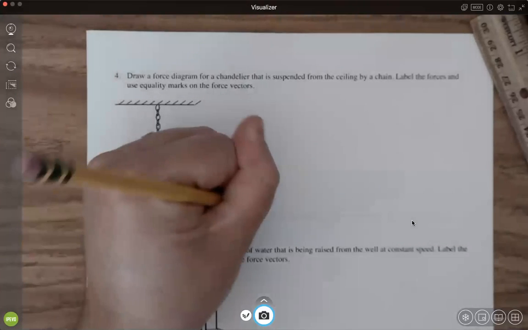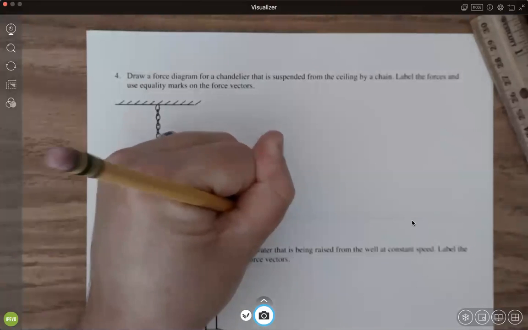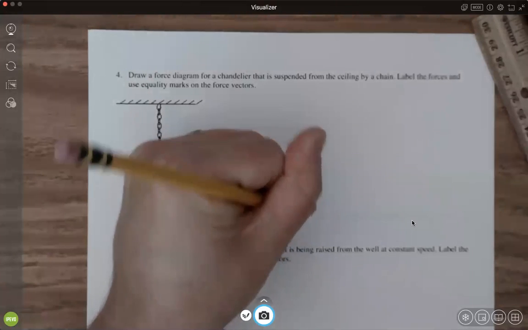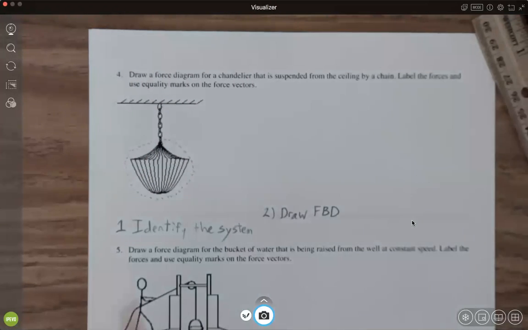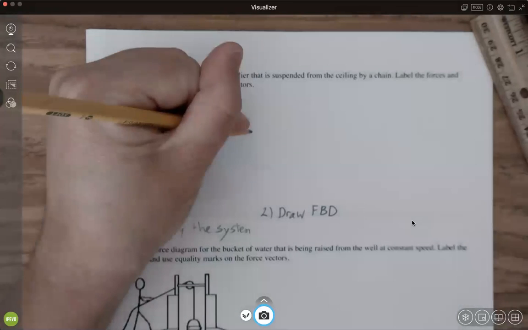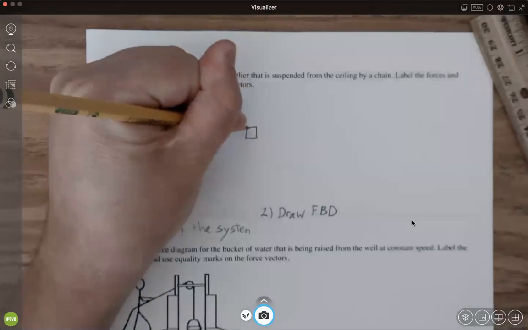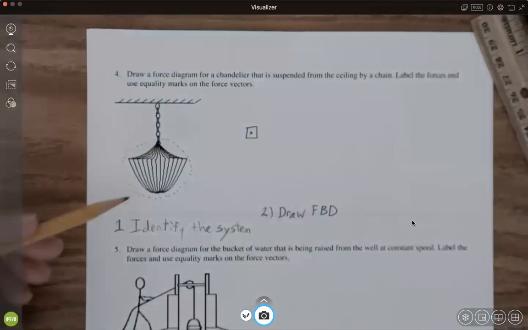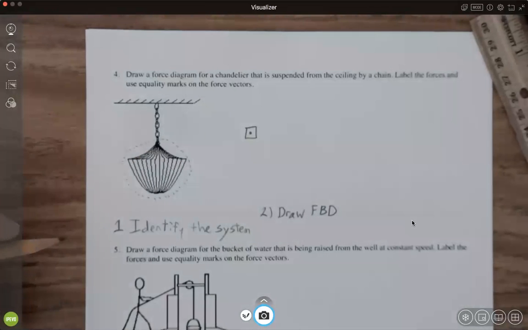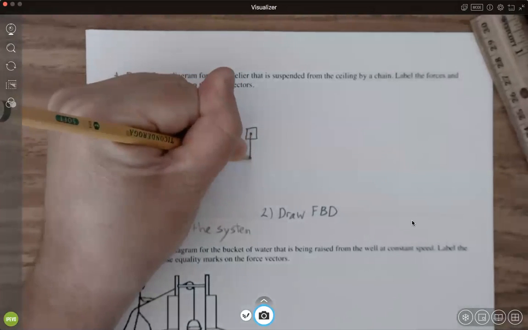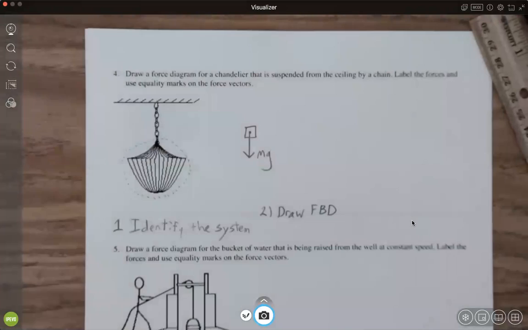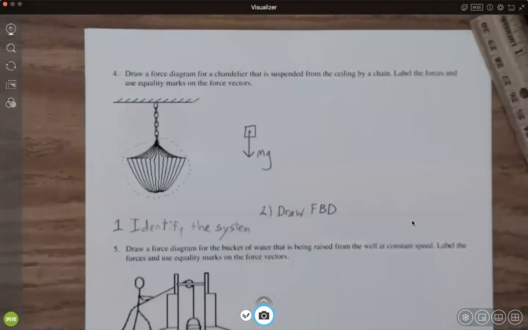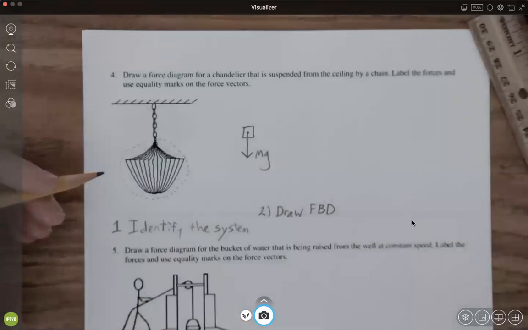The second thing we're going to do is draw the free body diagram. So we're going to draw that free body diagram, with all the forces acting on this object. I'm counting the chandelier as this box, and then all the forces acting on it. So we have this force due to gravity, which we can label as mg. You can also label it as F sub g, however you label it, as long as you're making it clear that this is the force due to gravity. I have it as m times g because that's the equation we have.